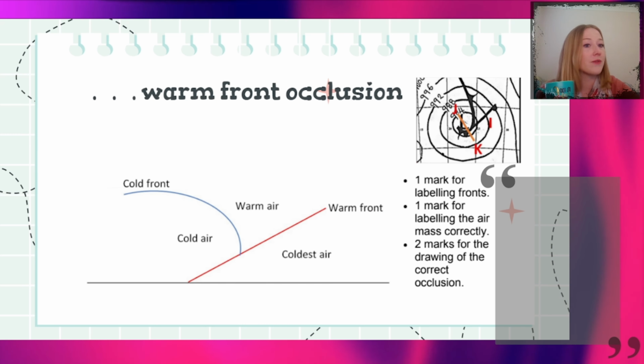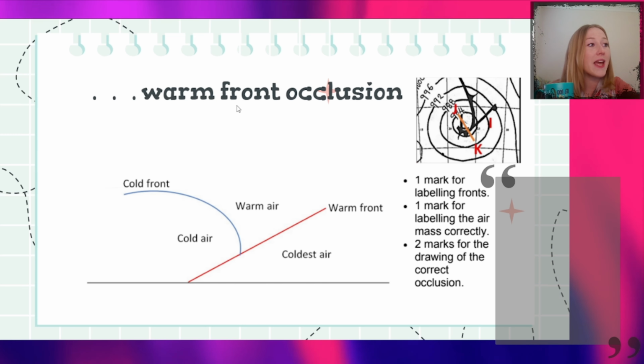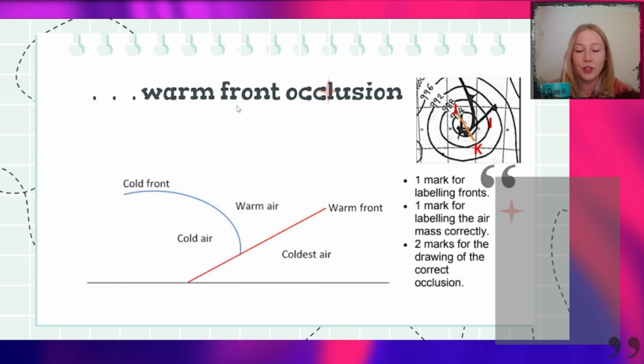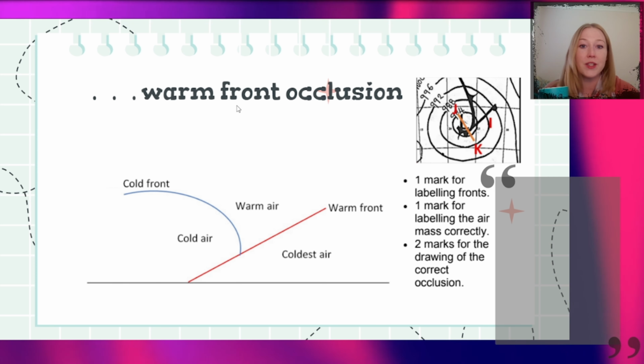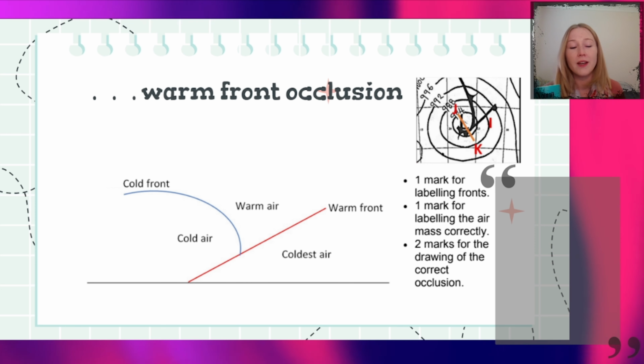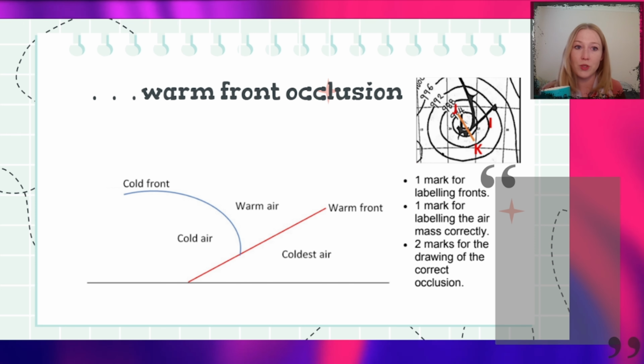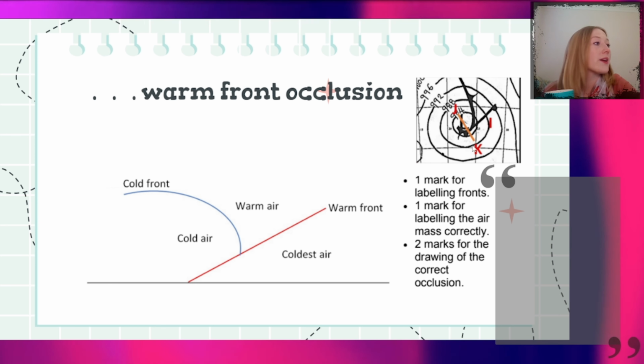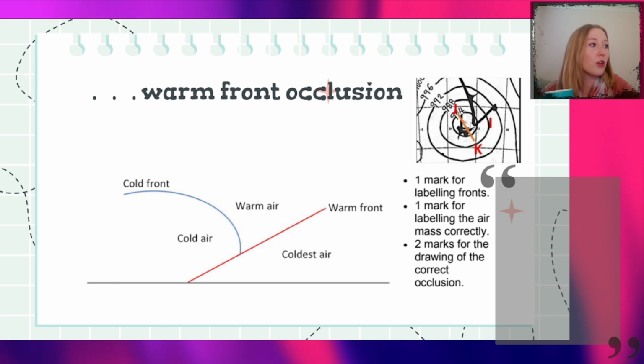And then finally, the last one that they've asked is a warm front occlusion. So warm front occlusion is when the cold front catches up to the warm front and they've basically merged together. So we saw the occlusion of the diagram or the symbols earlier. The way that they might ask that is they'll give you an occluded front.